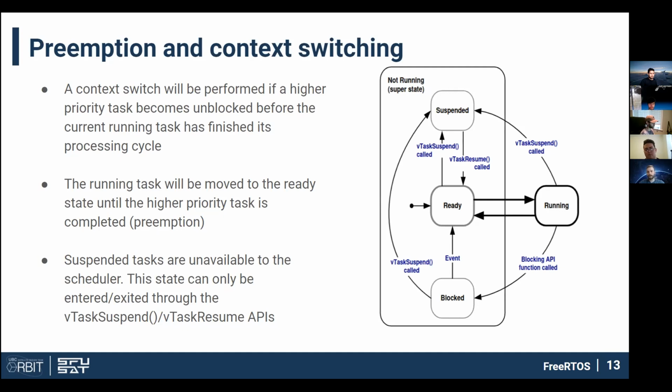So yeah, we've talked about what happens when a task runs, completes its processing, and blocks itself. But what can also happen is that while a task is running, a new higher priority task could become unblocked. At that point, the scheduler will perform what's called a context switch. It will move the running task into the ready state and swap in the newly unblocked task, which becomes the new running task. That's called preemption. It's a fairly important concept in real-time systems.